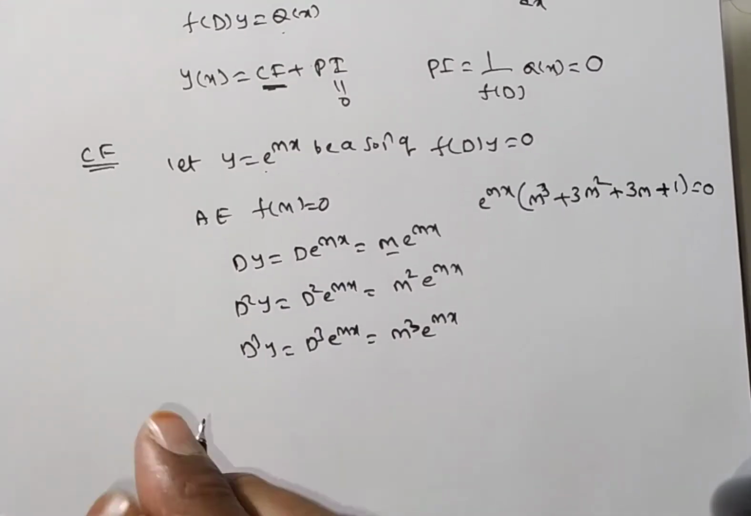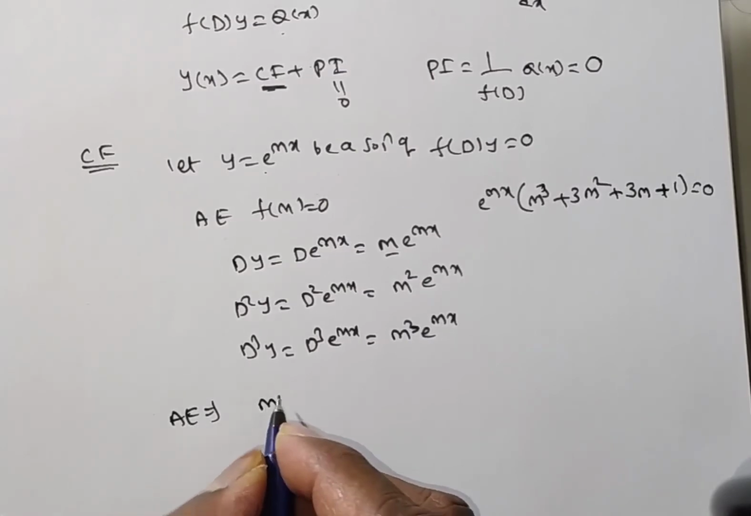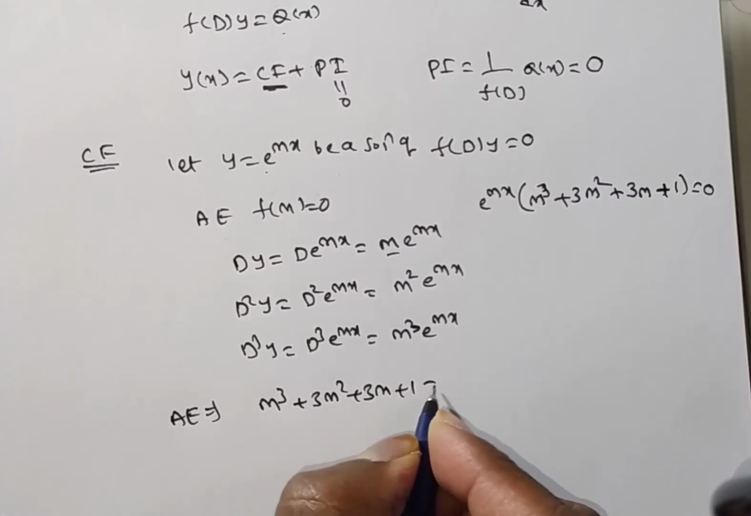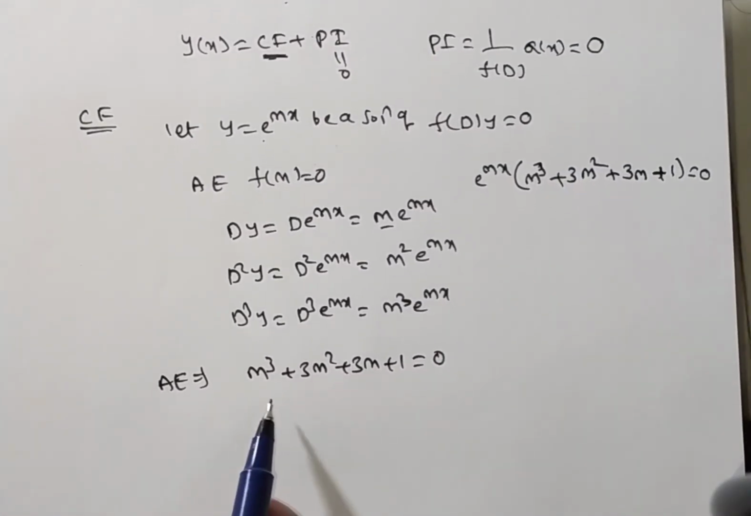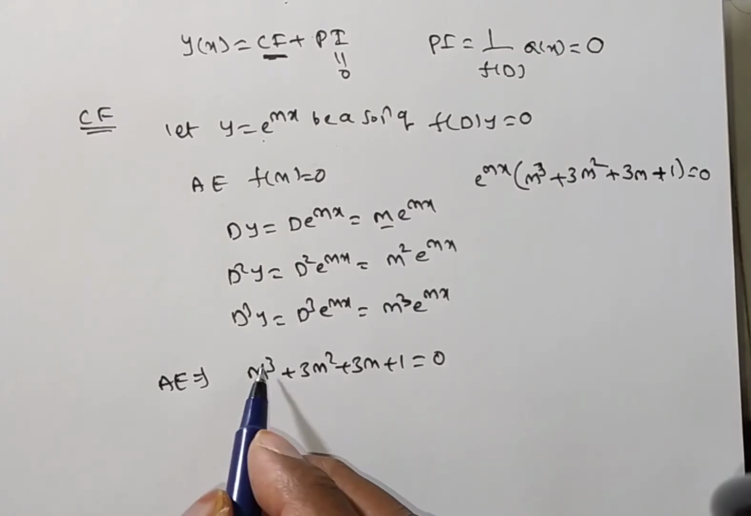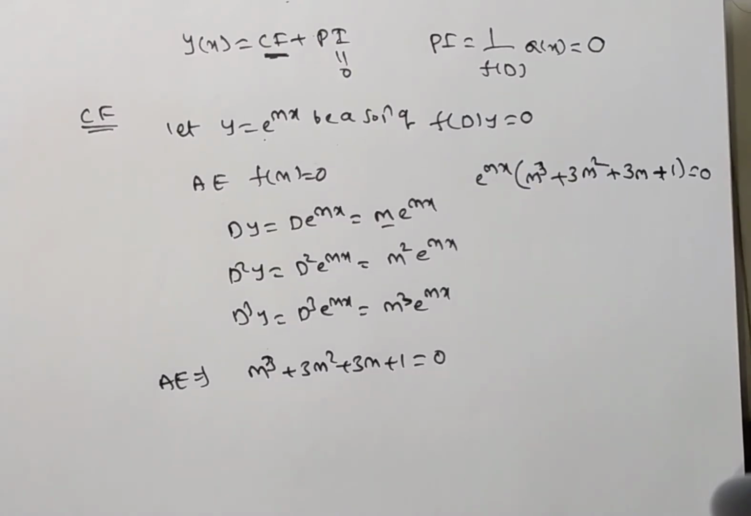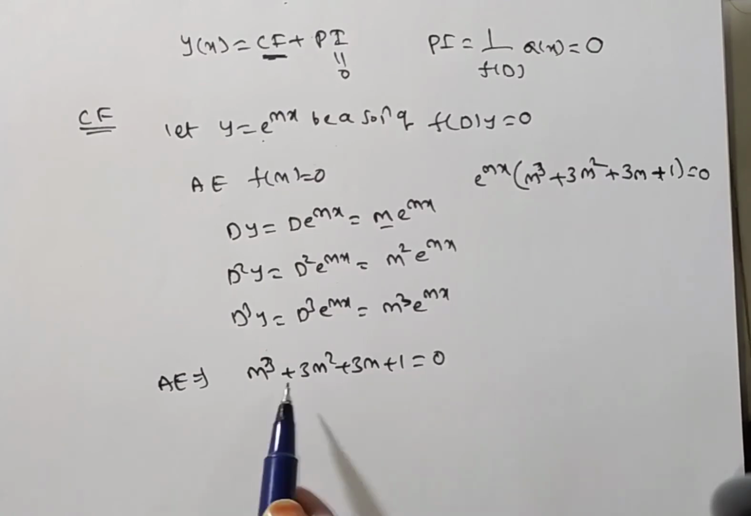So what you can say now? The auxiliary equation is f of m, which is m cube plus 3m square plus 3m plus 1 is equal to 0. Now you observe, it is a cubic polynomial equation. Now we have to find out the roots. How many roots are we going to get here? 3 roots we are going to get. Okay. In a polynomial expression, you observe all the signs are what?